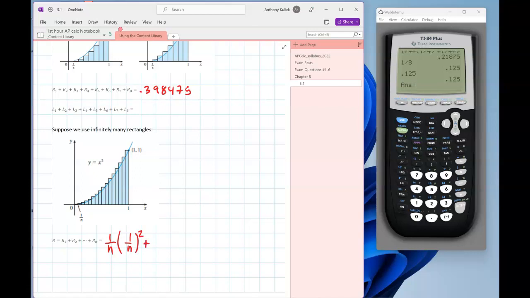And then for the next rectangle, the base is 1 over n. What's the height going to be? 2 over n squared. Excellent. And we would do that all the way out. So we have that, right?